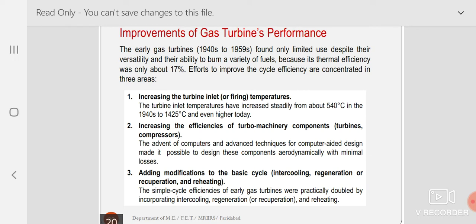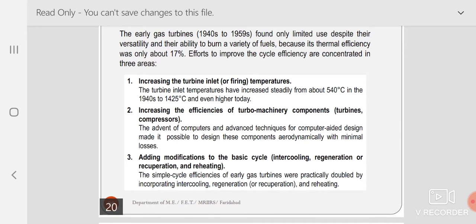So because of that, reciprocating engines were used for much of the period in the earlier days. But with the following developments, the trend has changed. Number one, increasing the turbine inlet or firing temperatures. The turbine inlet temperatures have increased steadily from about 540 degrees centigrade in the 1940s to 1425 degrees centigrade, even higher today. That is around a threefold rise of the inlet temperature in the turbine.